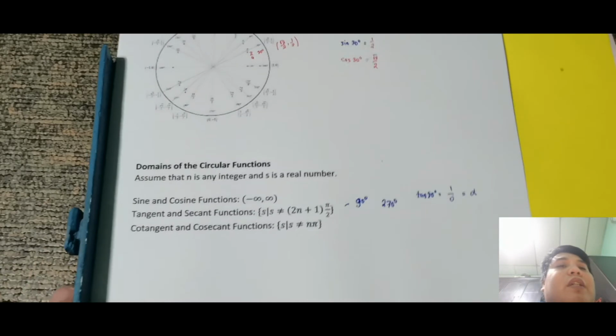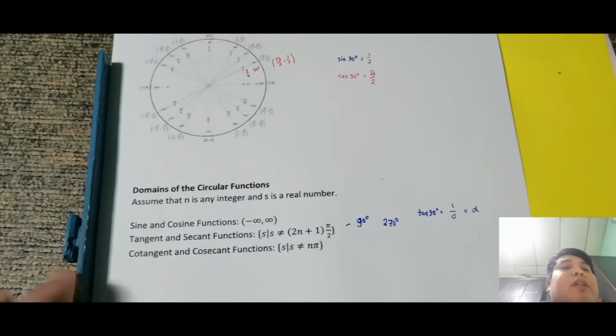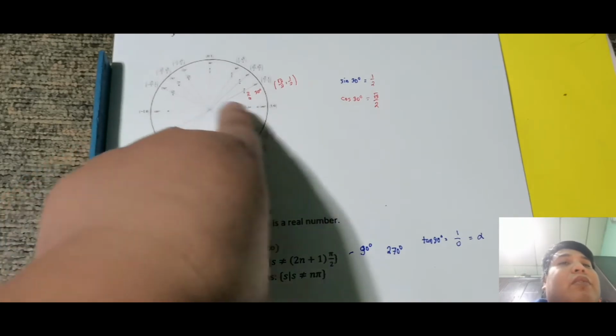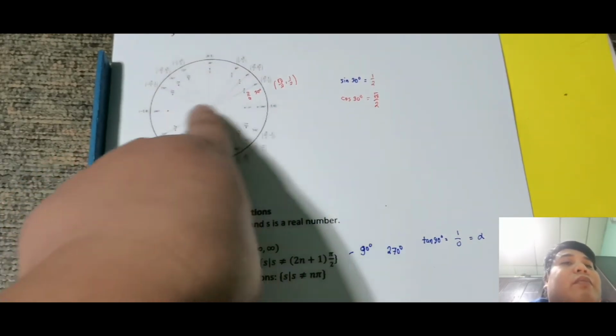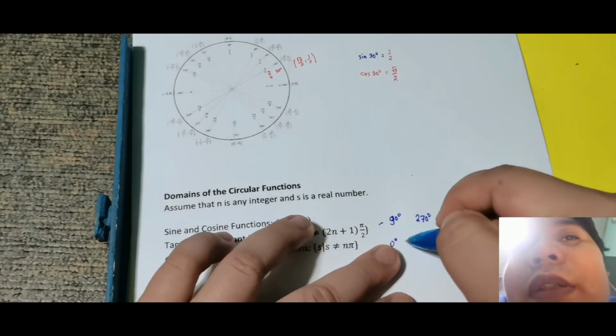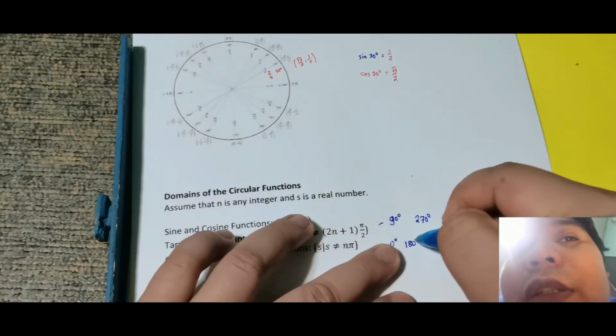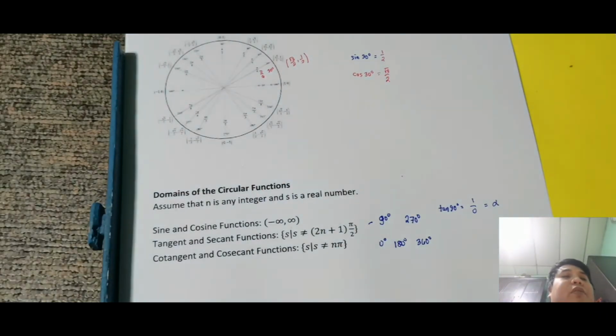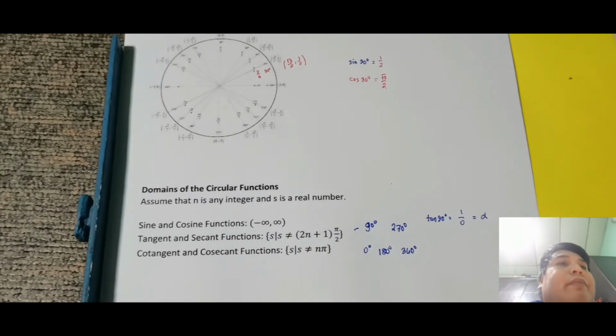Next are the cotangent and cosecant functions. They only reject s equal to n pi, meaning they reject 0 degrees, 180 degrees, and 360 degrees. Those are the only ones they reject, the two ends. So those are the domains of our circular functions.